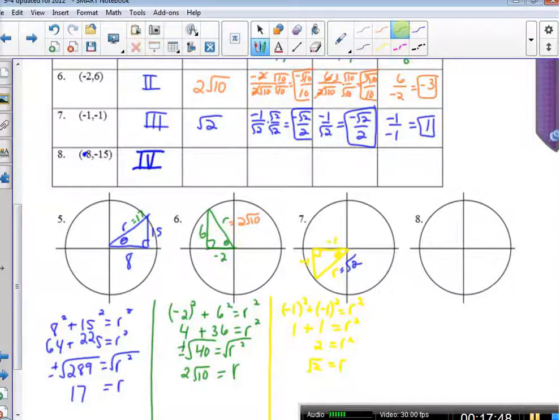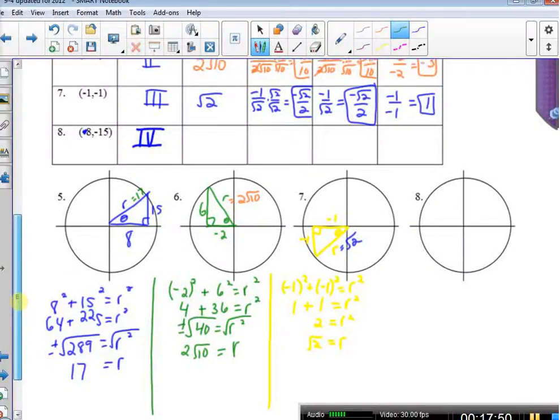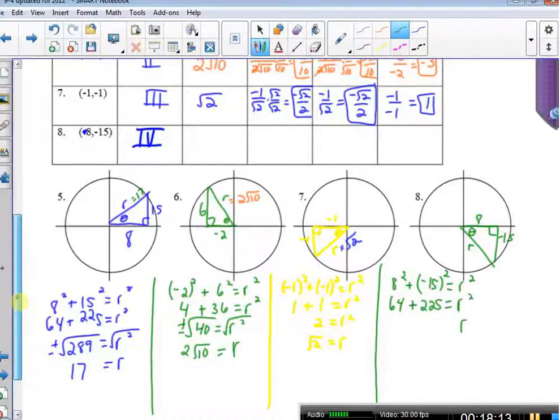All right, last one, quadrant 4, (8, -15). So I'm going to go over 8, down negative 15. Here's my radius. Here's my theta. So now I have 8 squared plus negative 15 squared equals the radius squared. So 64 plus 225. So looks like from the first problem, the radius is 17.